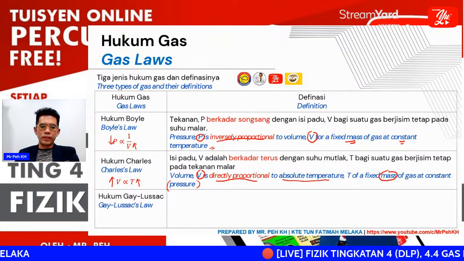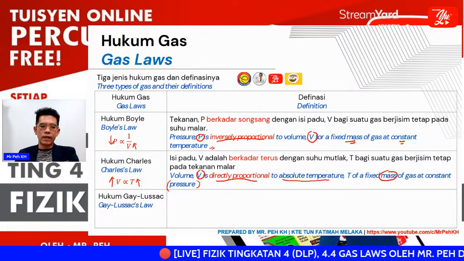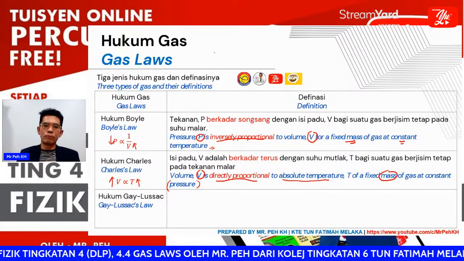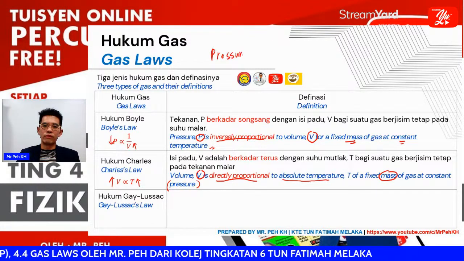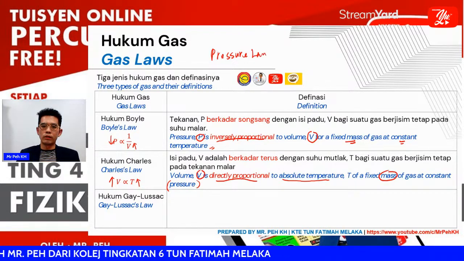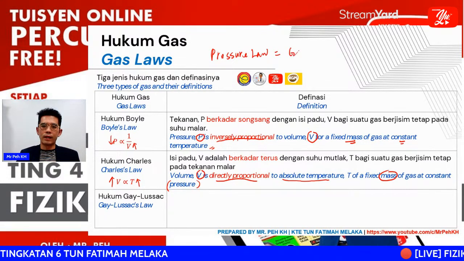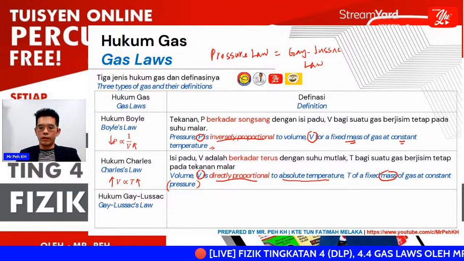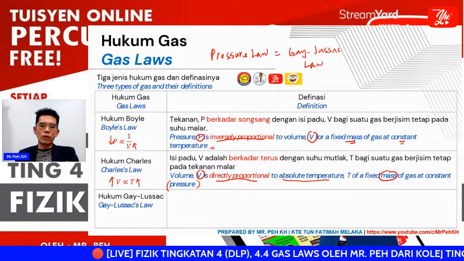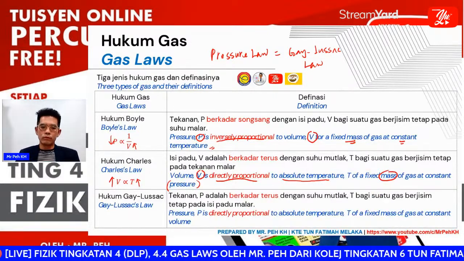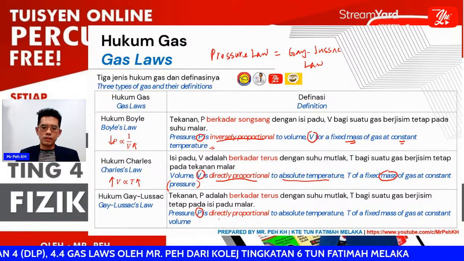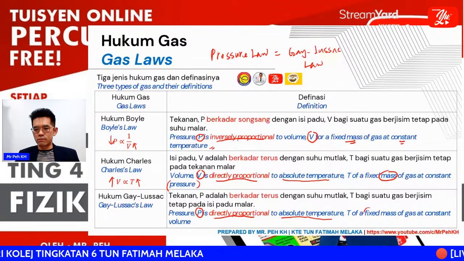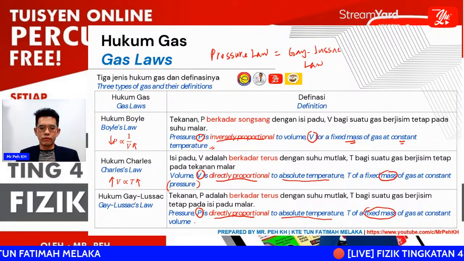Then next is the third gas law, the Gay-Lussac law. The Gay-Lussac law is also known as the pressure law, so both are actually referring to the same law. The pressure law or Gay-Lussac law states that pressure, we use the symbol P, is directly proportional to the absolute temperature for a fixed mass and constant volume.